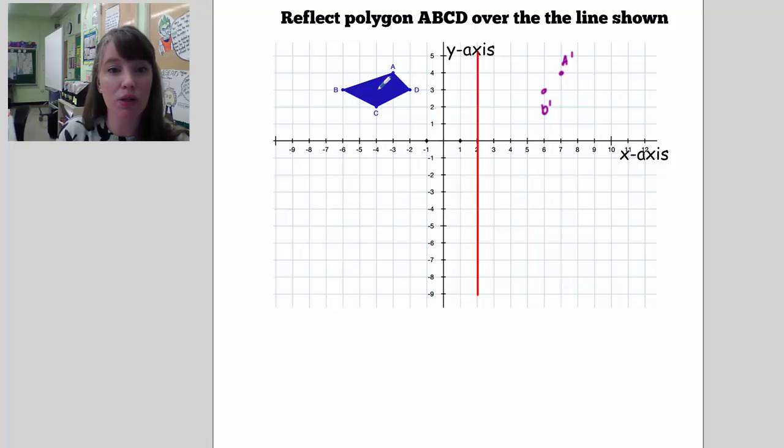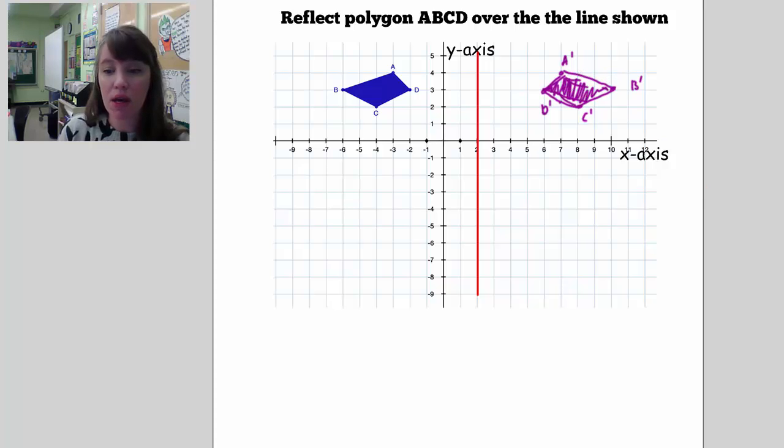B is 1, 2, 3, 4 units away from D prime, so I can go 1, 2, 3, 4 units away to get my B prime. And C is 1 unit up and 2 to the right, so we go 1 unit down and 2 to the left to get my new C prime. So notice I actually didn't reflect B prime and C prime. I just used the other vertices that I had reflected and their positions, and I found the new position.